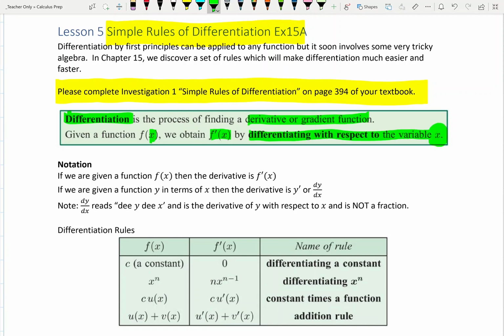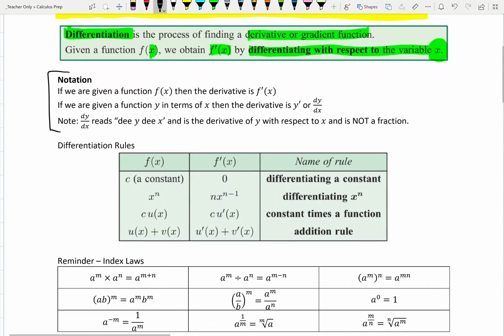So that means if there happens to be any other variable in your function, it behaves like a constant. We don't do too much of that in year 11. That's just something to be aware of for year 12. A little bit more of notation. We've been through this in class and in other videos. So on to the rules.